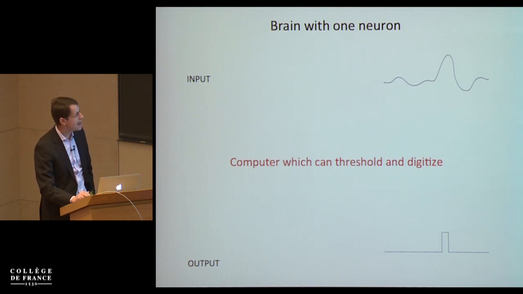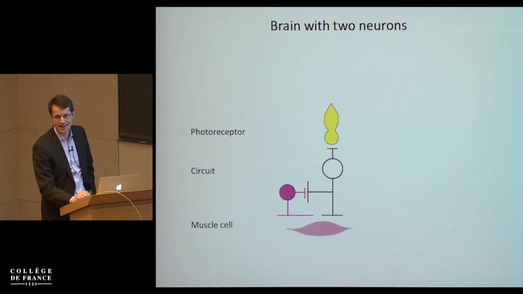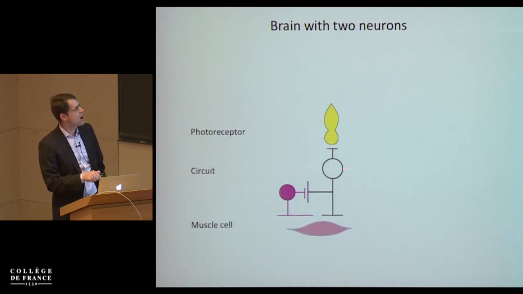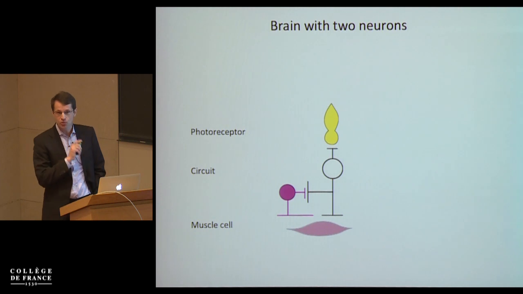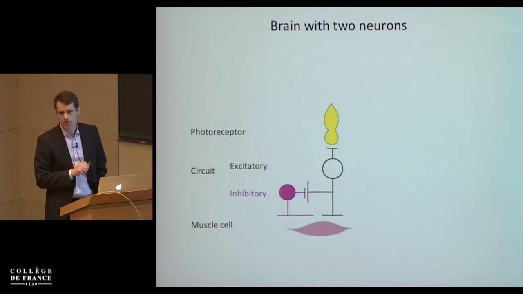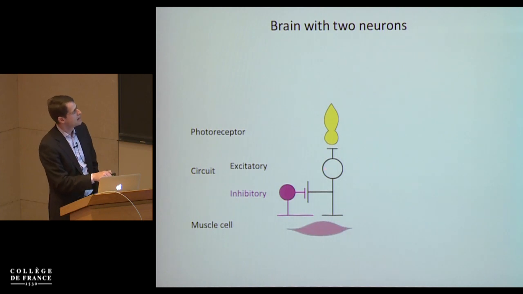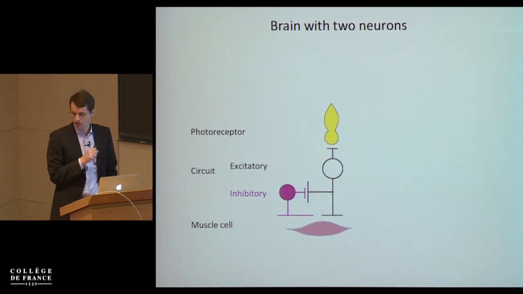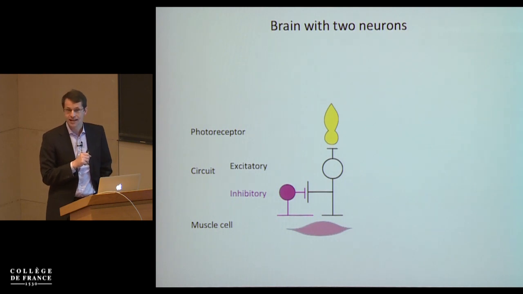So let me show you my last example, going ahead in evolution. Now let's put in one more neuron. So we have two neurons, but these two neurons are a little bit different. One is what we call an excitatory neuron, and the other neuron is called an inhibitory neuron. So let me explain that. An excitatory neuron would release a neurotransmitter that leads to the contraction of the muscle, and the inhibitory neuron would release a neurotransmitter that would give the relaxation of the muscle.